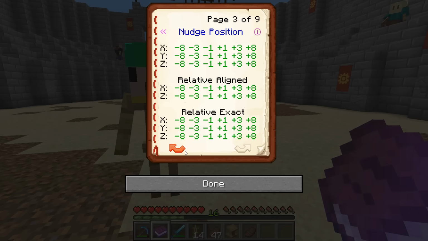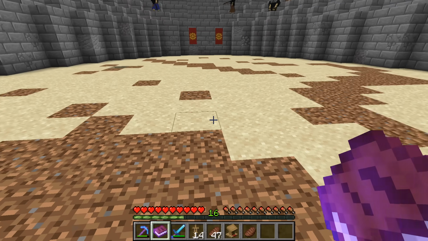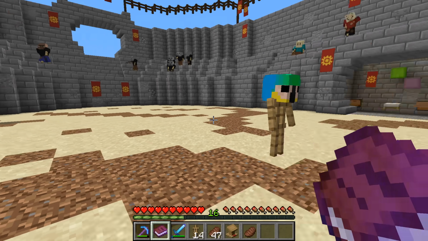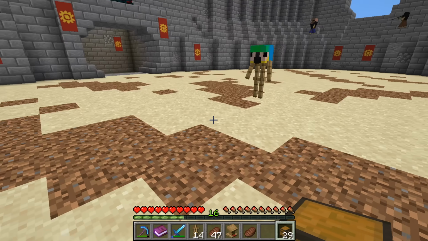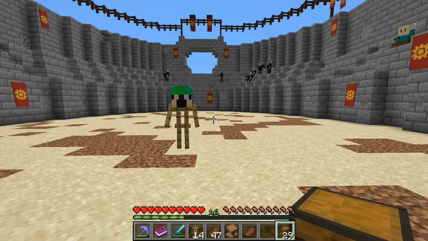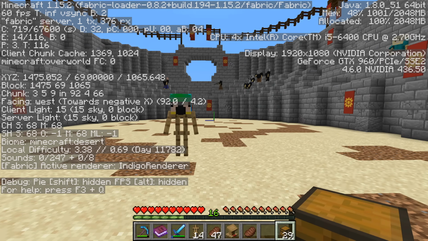The nudgening. This is the nudge page. Now, this page terrifies people, and I can understand why, because it involves maths concepts and graphing concepts, and that's just scary. But, okay, the way I deal with it is to know where you are in the world, and for that you require F3.